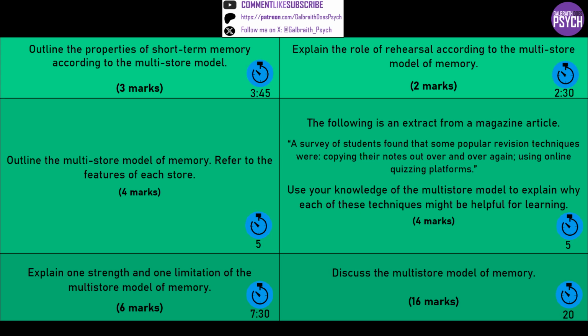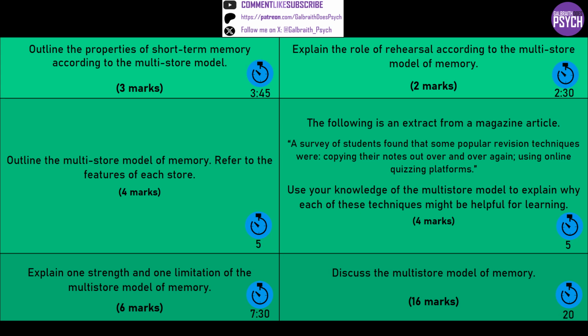So let's start with capacity. Capacity of STM, according to research, according to Miller, you might remember, is 7 plus or minus 2. So we can hold 5 to 9 items in our STM. Give yourself a mark for that. Where should we go next?